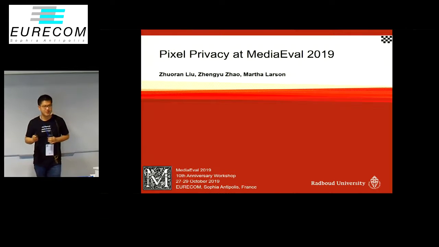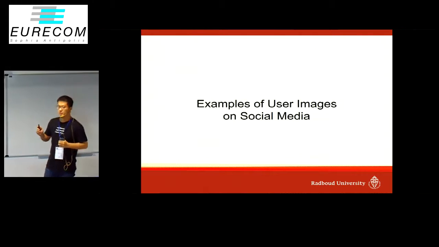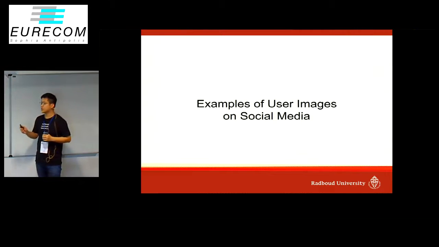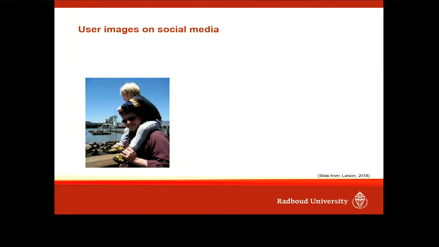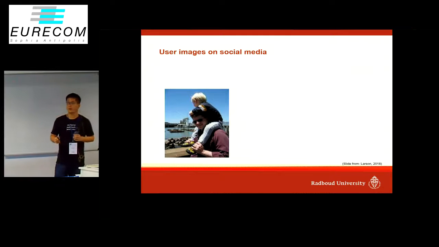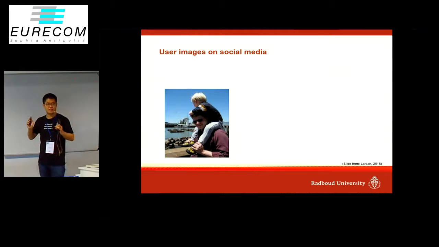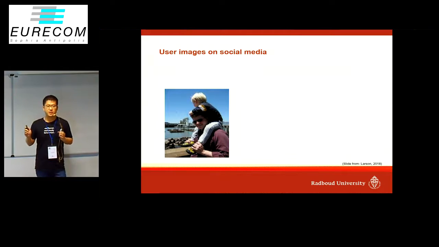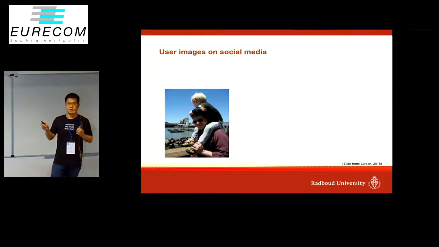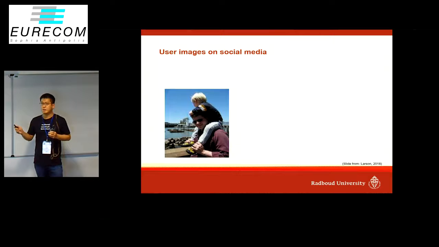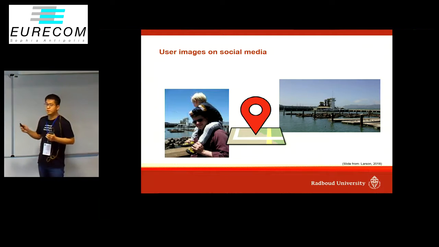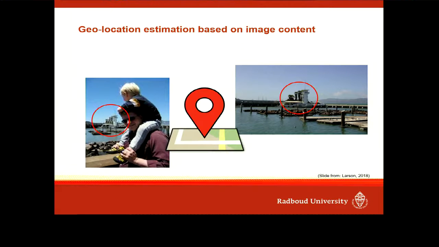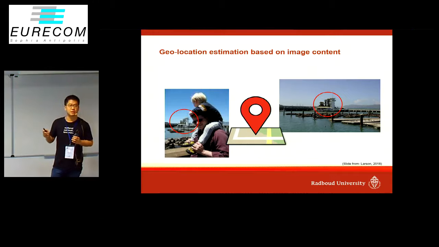I will start with some very simple examples. I'll show you some examples of user images on social media. One user posts his image online, and he's very privacy sensitive, so he removed all of the metadata in this image, which means that except the image content, nothing useful is provided. But what he may not know is, based on the image content, geolocation estimation algorithms based on image retrieval can estimate the location where this image was taken accurately.